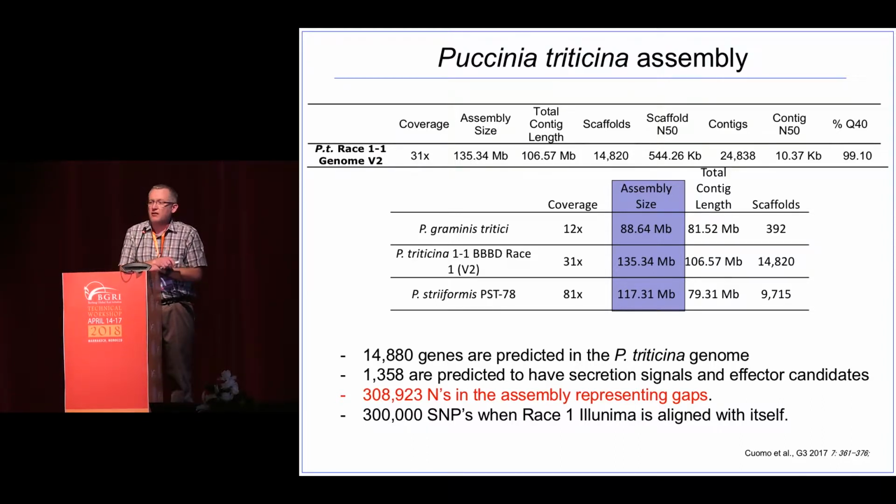Puccinia triticina is the largest of the 3 genomes of the rust. If you see what's highlighted in blue, Graminis is 88 megabases in length. P. triticina is 135, and P. striiformis was 117 megabases. So these for pathogen or for fungi are fairly large. But what was most significant in leaf rust was that 45% of the genome was repetitive DNA.